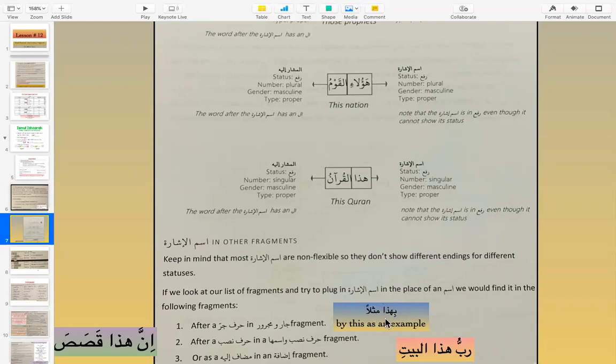So I'm just showing you how, even though these are haza and all these asmaul ishara, they are non-flexible, we can figure out what their status is. So now the translation is "by this as an example." Because after haza we don't have al, so this is a sentence.